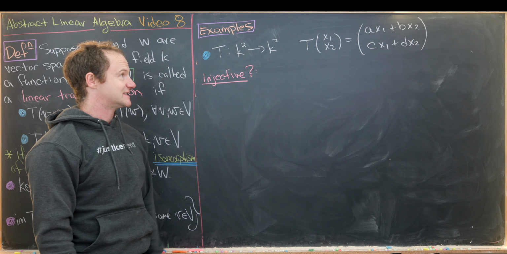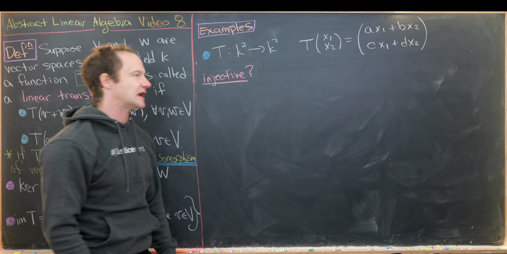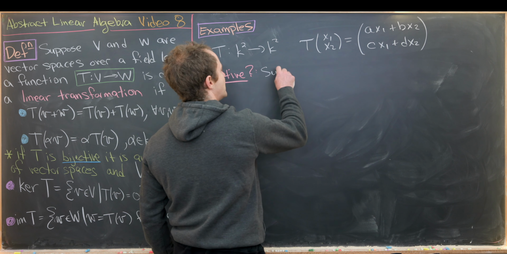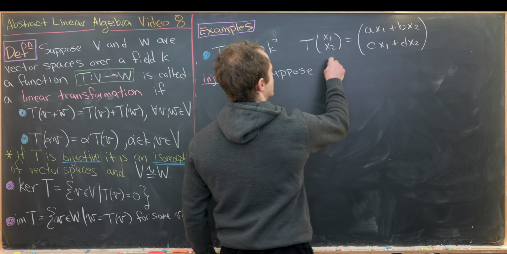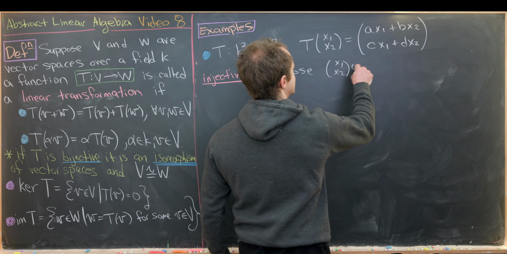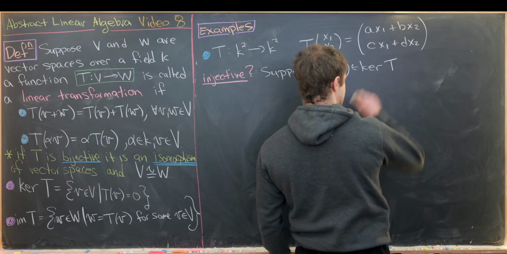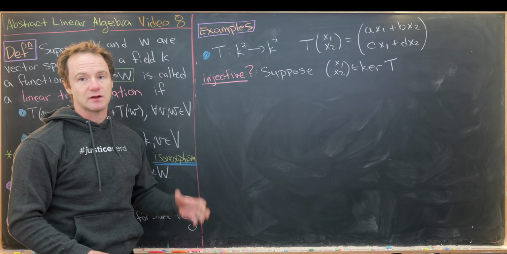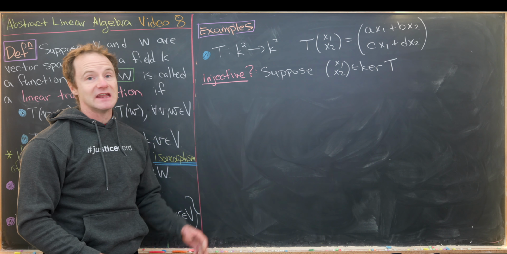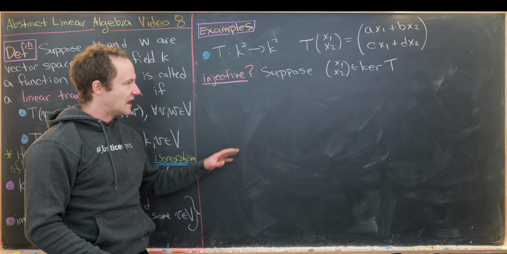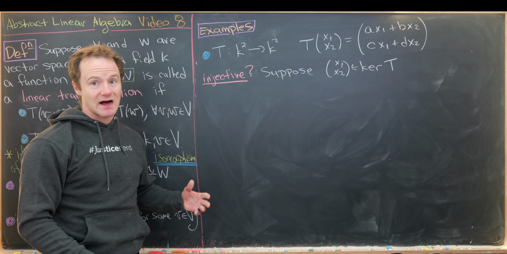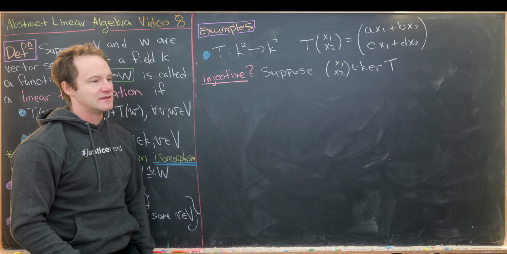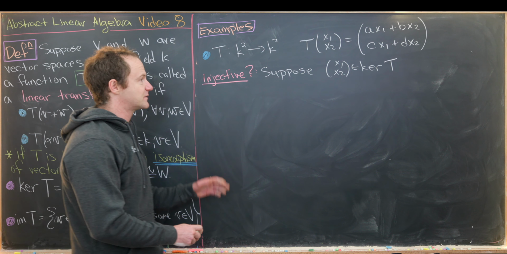Now let's decide if this is injective, and we'll do that by looking at the kernel. So let's suppose that we know that (x1, x2) is in the kernel of T. If we show that (x1, x2) must be equal to the 0 vector, then it is indeed injective. If (x1, x2) is possibly not the 0 vector, then it's not injective. Okay, so let's get to it.